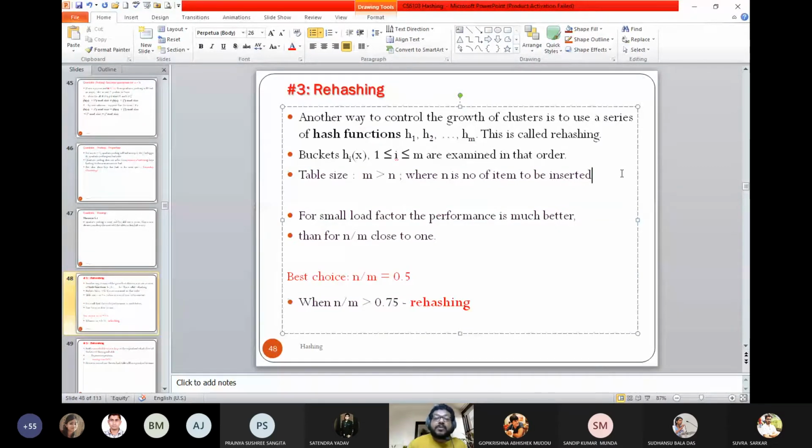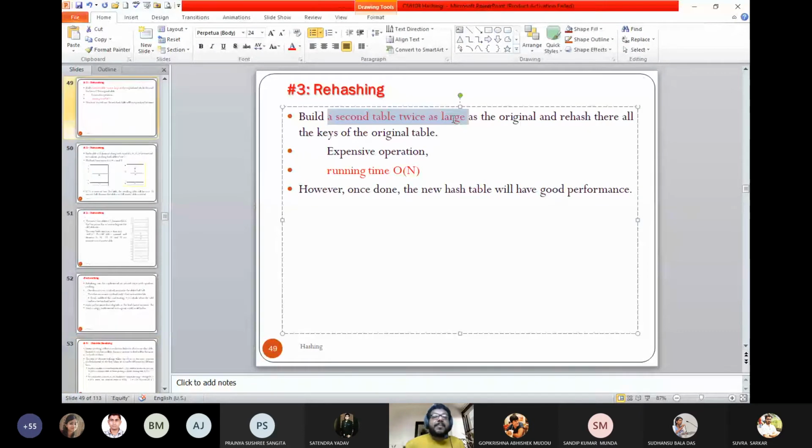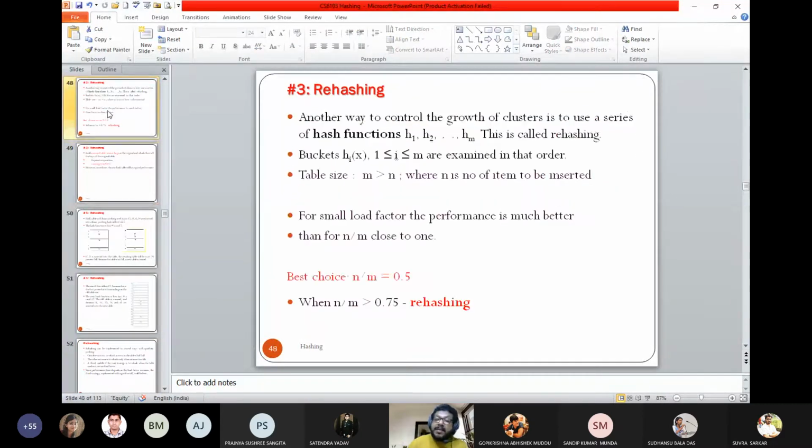So build a second table twice as large. This is a very crude approach. Initially you have a hash table of size 10. Every time you enter a key, you can calculate n by m. This is the loading factor: n is the number of keys, and m is the number of slots multiplied by bucket size. For simplicity we are using that. Suppose you have 50 keys and you have 200 slots, it's fine.